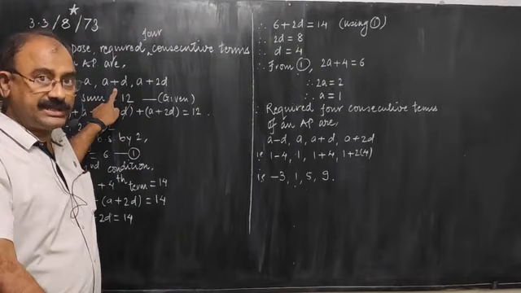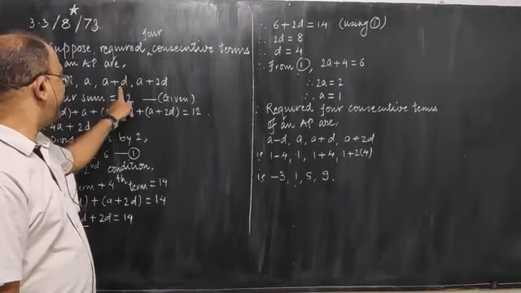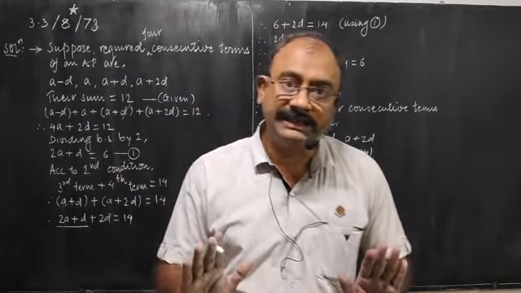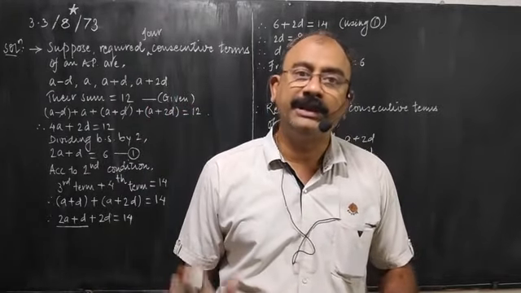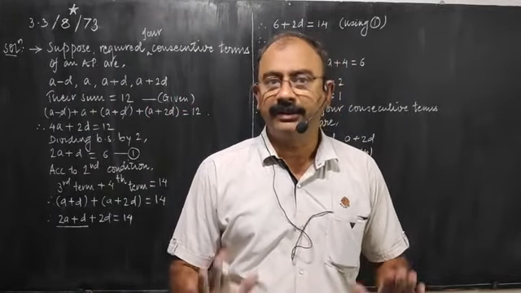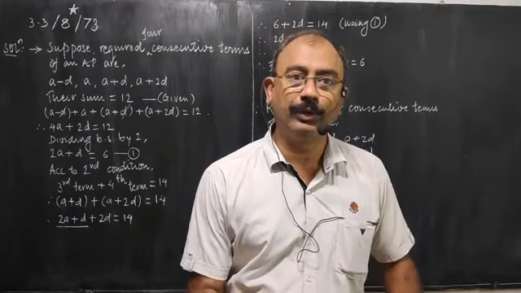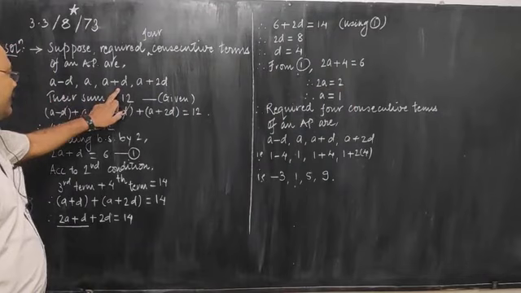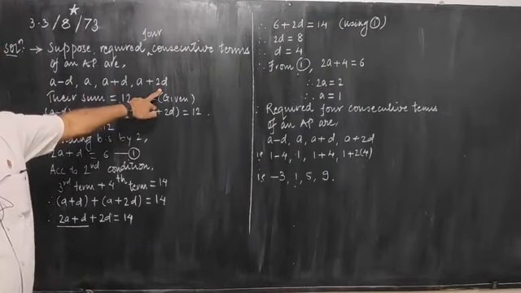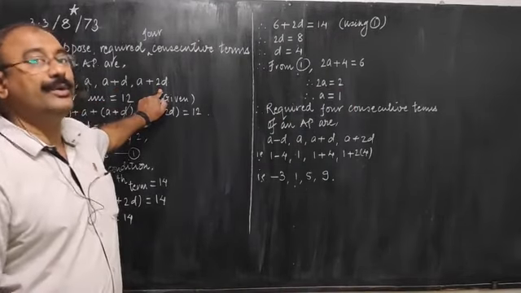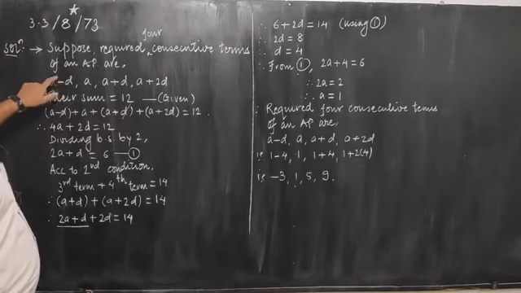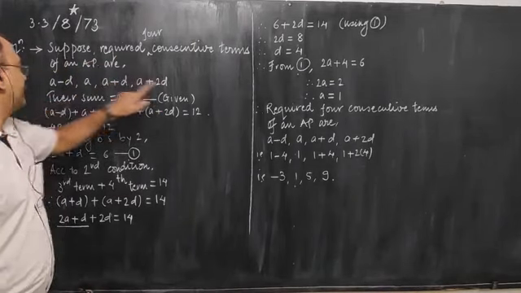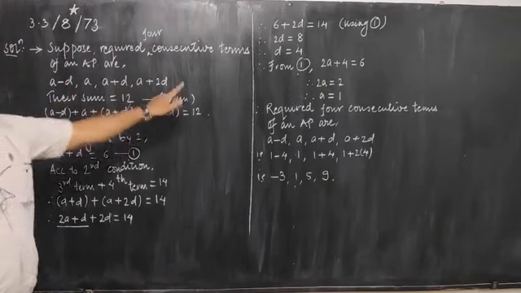But if you want the fourth consecutive term also, then we will add d to this as well, that is a plus 2d. This has been given as a hint in the problem, but we always tell the children that you should know in advance that 4 terms have to be taken this way. Okay, a minus d, a plus d and a plus 2d are the required 4 consecutive terms of an AP. We have written, suppose the required 4 consecutive terms of an AP are these 4.